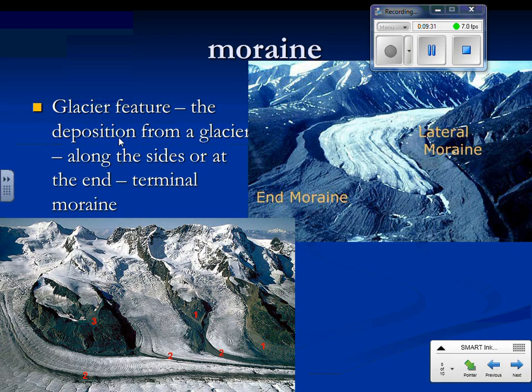If it's along the sides, it's a lateral moraine, and a terminal moraine is at the end. And again, you see here the glacier moving down these channels, and you can see where it's melted back, and you can actually see the ground here.